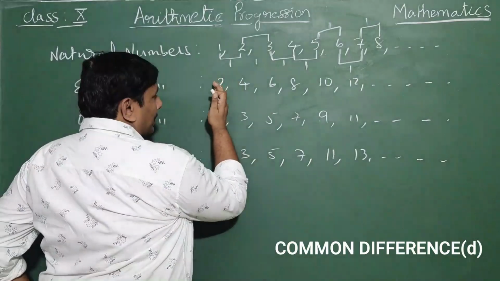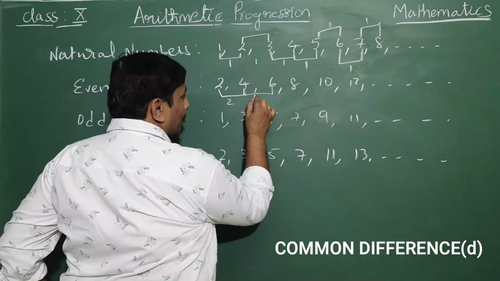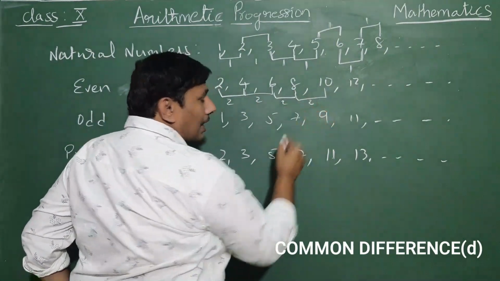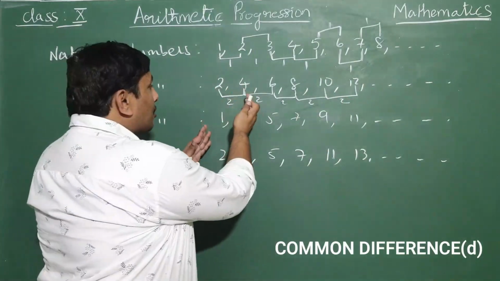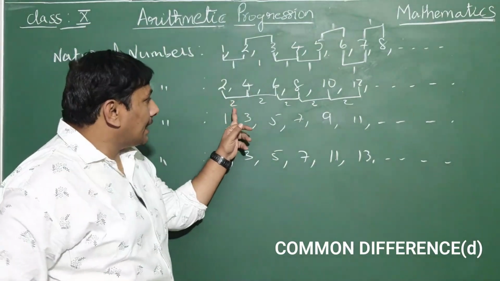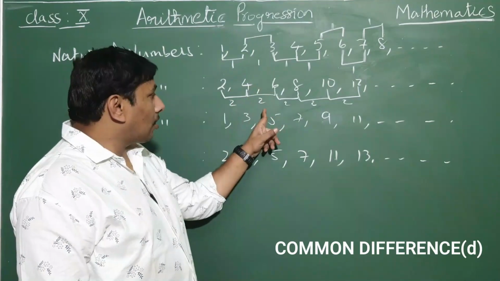Okay. Now the preceding term and the next term for even numbers: 4 minus 2 is 2. 6 minus 4 is 2. 8 minus 6 is 2. 10 minus 8 is 2. And 12 minus 10 is also 2. Now if you observe the difference between two successive terms, we are getting a constant difference of 2. Here the constant term is 1. Here the constant term is 2.